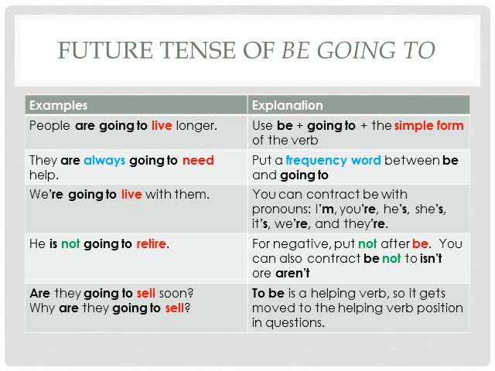All right, so the next way that we can express the future tense is by using be going to. Be going to is formed by using a form of the verb to be plus going to and then the simple form of the verb. Again, we want to notice that we're using the simple form with both will and be going to. So we'll say here, people are going to live longer. We're saying are because people is plural. If we are using a frequency word, the frequency word is going to go between the verb to be and going to. So this is: they are always going to need help.